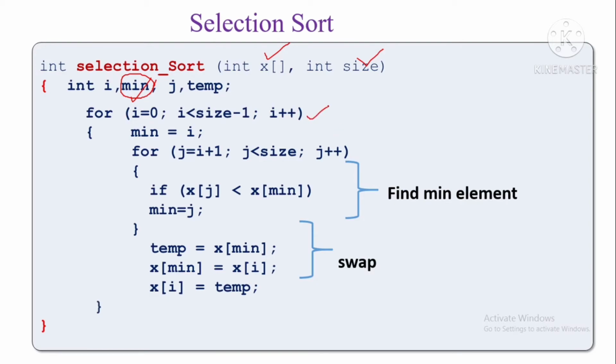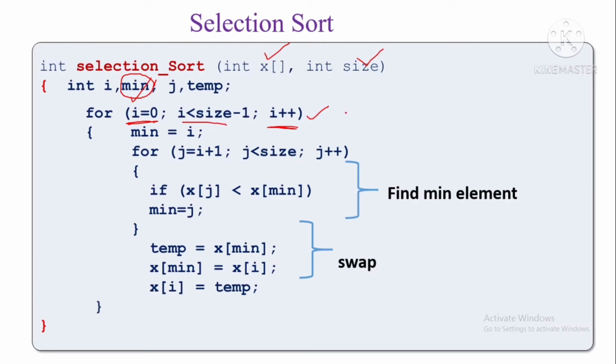And this is our first outer loop. The outer loop is used to change the position so that we can fix that position, right? Every time we will change that position to fix it. So this starts from I is equal to 0 and I plus plus, and it will go up to I less than size minus 1.